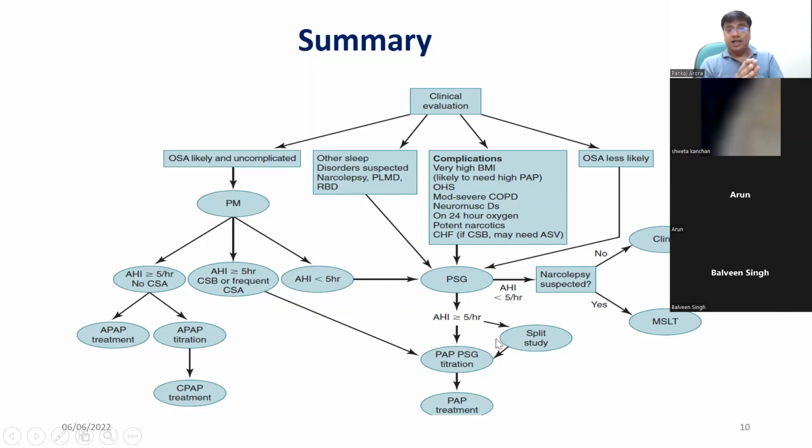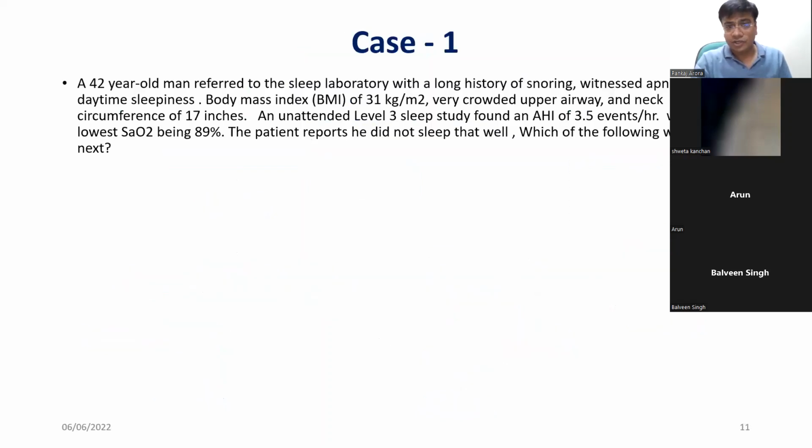So you can see now, level 1 PSG is again the gold standard, and in a lot of cases we do only the level 1 PSG. We look for portable monitoring or out-of-center sleep testing only for OSA which is uncomplicated, where we know that it is a clear case of obstructive sleep apnea. So far so good.